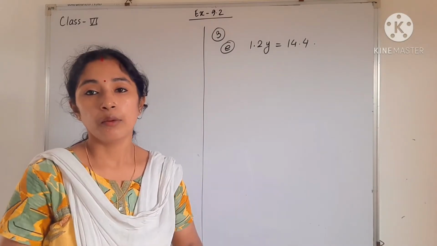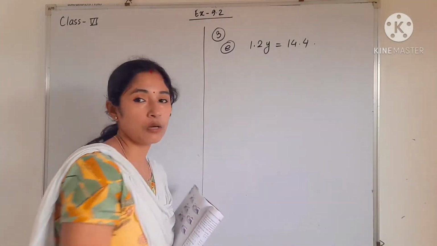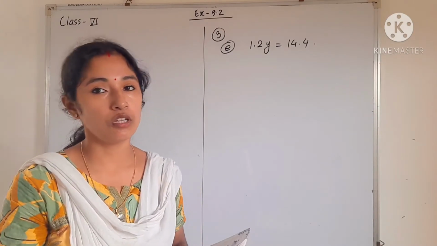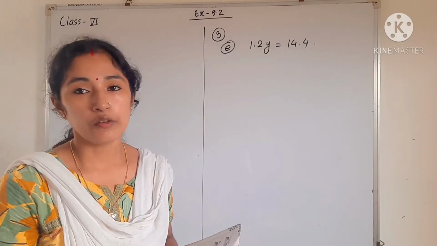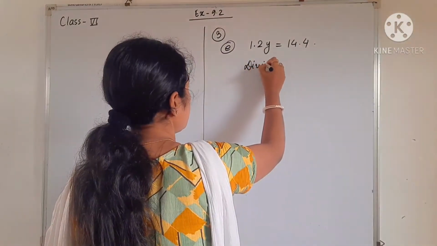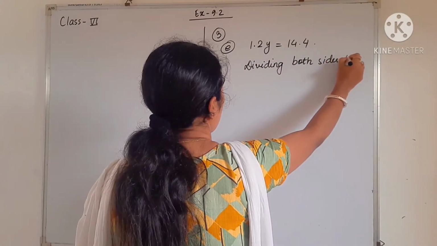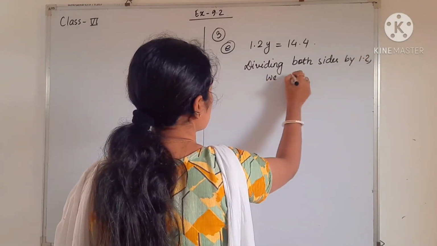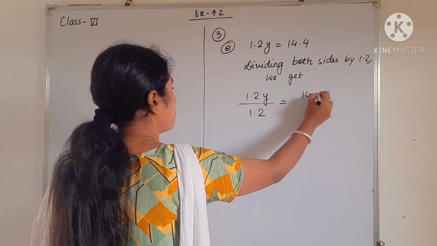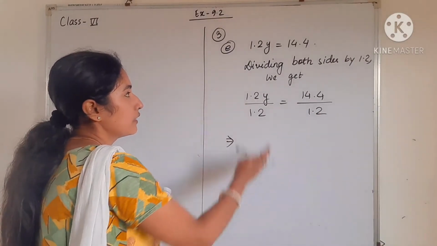So for making y alone, for keeping y alone in the left hand side, we have to remove 1.2 from the left hand side. So for removing 1.2 from left hand side, we have to divide by that 1.2 in left hand side as well as right hand side. So we have to write here, dividing both sides by 1.2, we get 1.2y by 1.2 is equal to 14.4 by 1.2. 1.2 will get cancelled, and see, this is an equation.